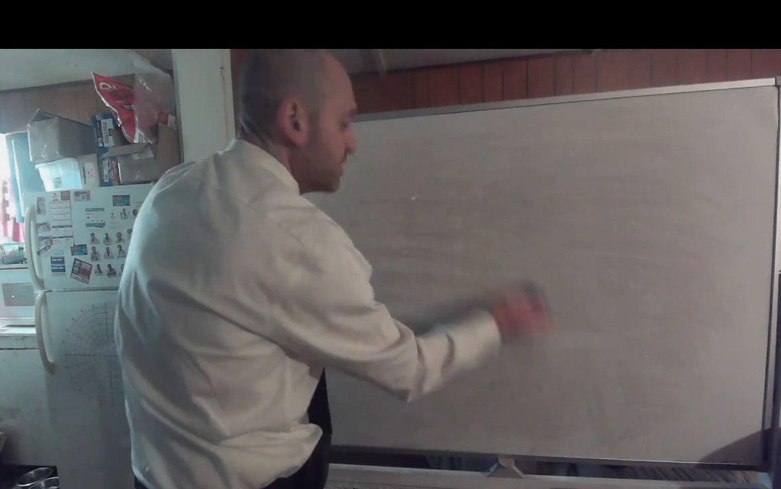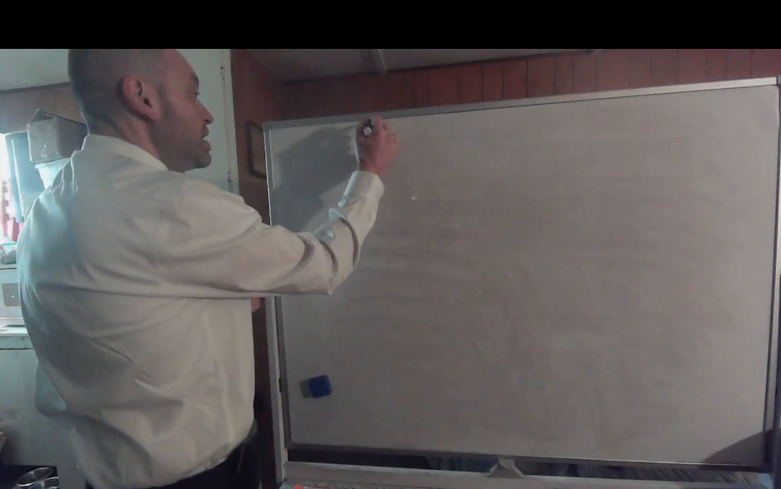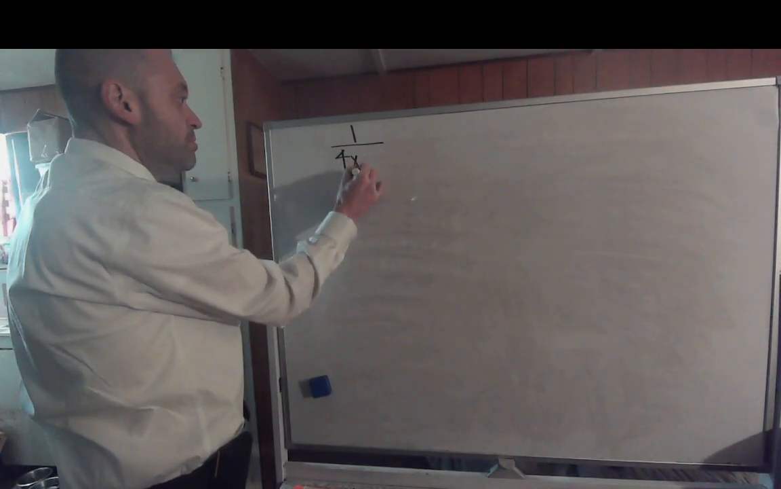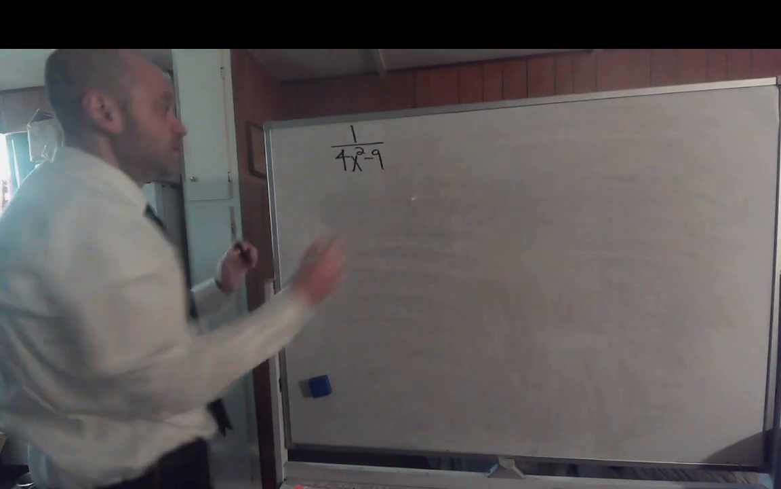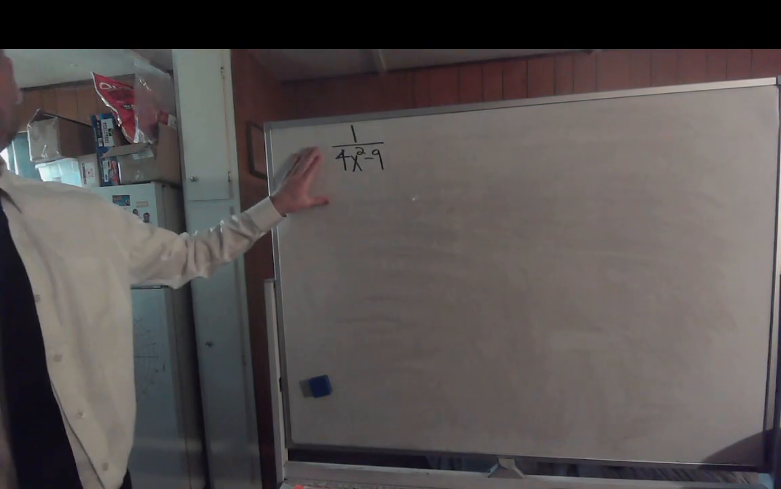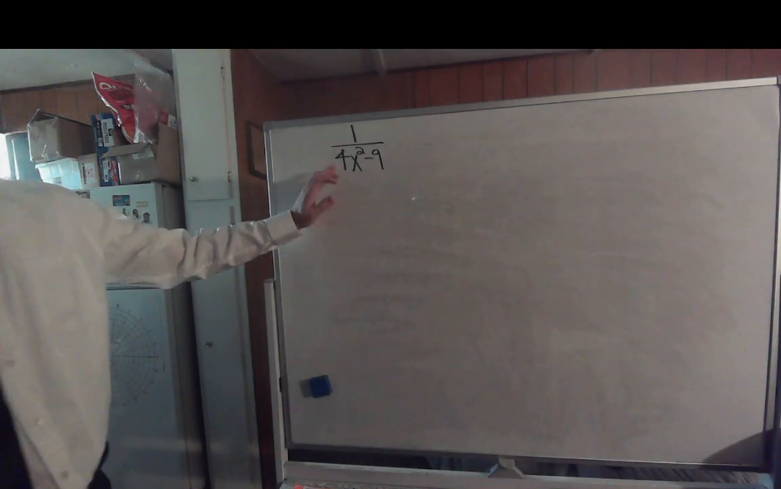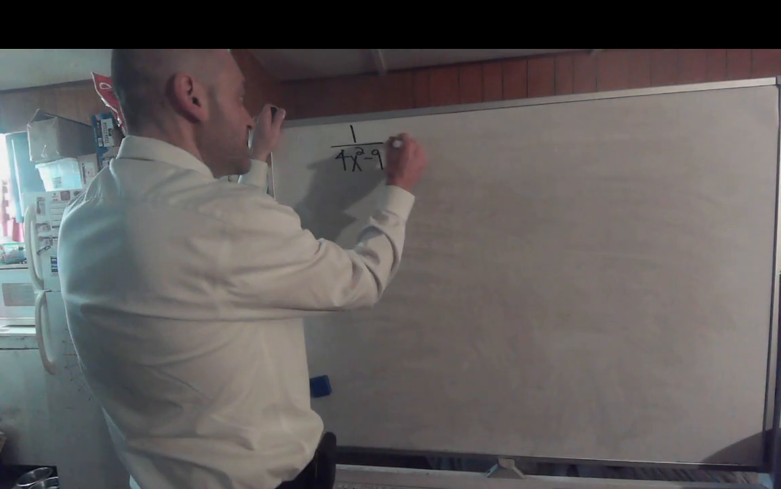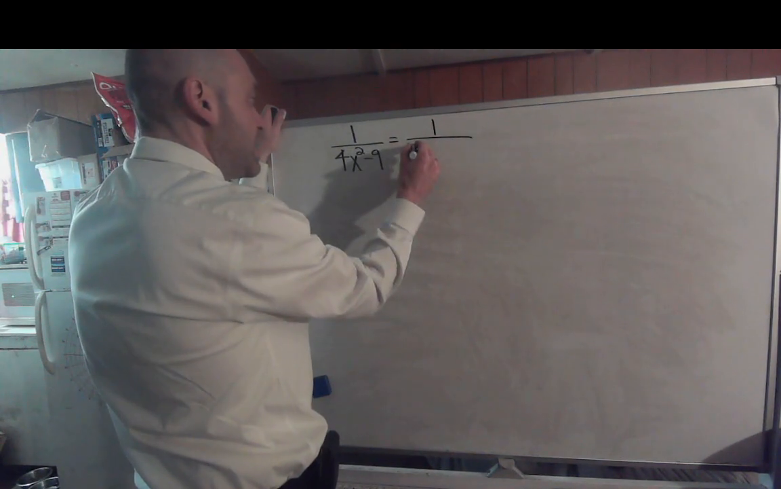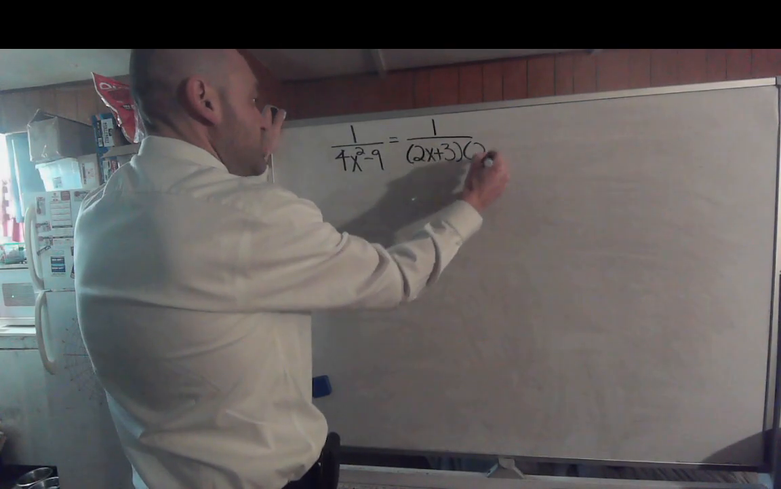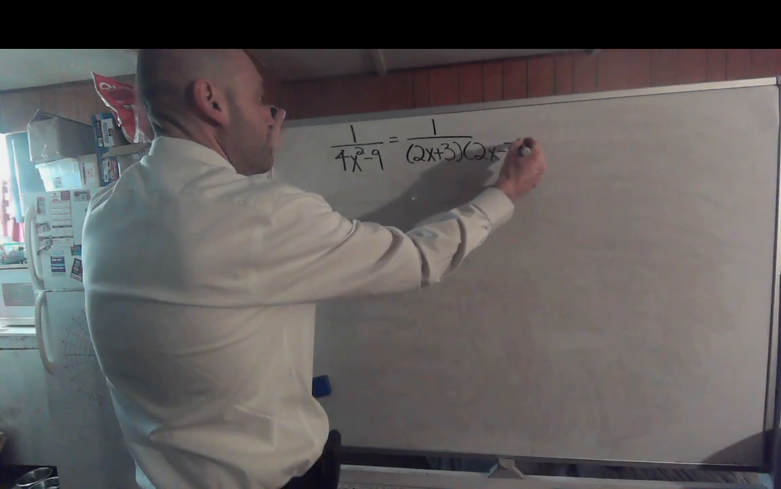But let's do a few with non-repeated linear factors. Okay, so let's say I have 1 over 4x squared minus 9. Clearly, again, in the denominator, we have a difference of two squares, so we can factor that. That would factor into 1 divided by 2x plus 3 times 2x minus 3.